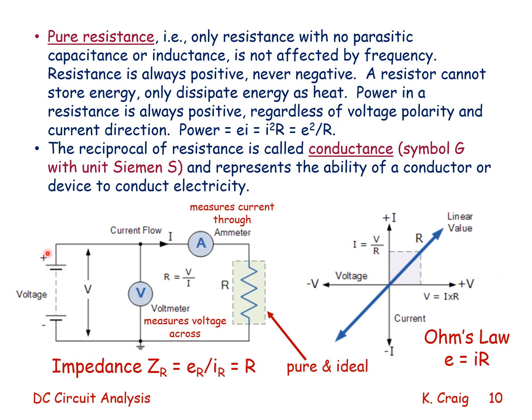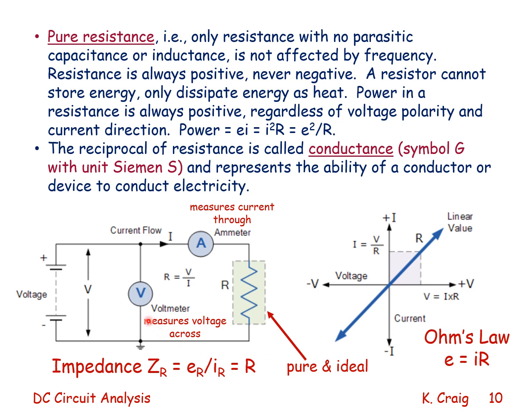Here we see a voltage source connected to a resistor. The resistor is assumed to be pure and ideal. That is, ideal means linear. Pure means only has the attribute for which it is named, resistance. There is no parasitic inductance or parasitic capacitance.